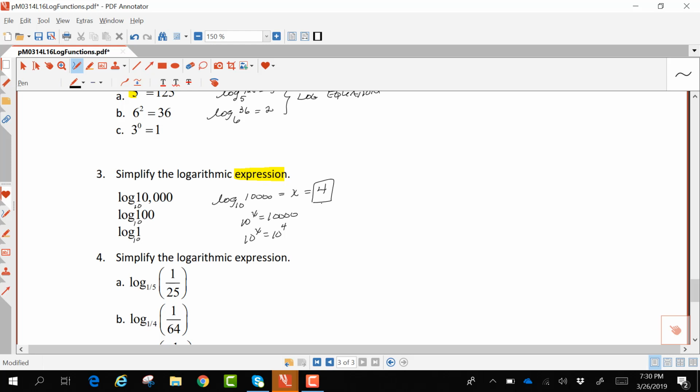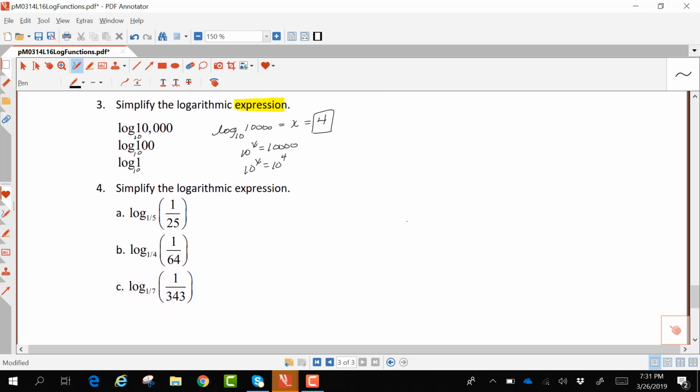The second example is log base 10 of 100, which you will calculate the same way and determine that it equals 2, meaning you are simplifying the expression. Part 4 is a similar question, but you can see the bases are now not 10. These are not common logarithms. In part B, I'm going to set it equal to x. In other words, I do not know what it equals, so I'm going to algebraically just call it x.